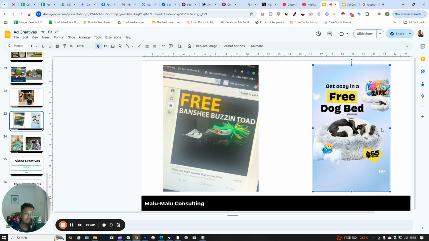If you've heard of BarkBox, they essentially do a monthly subscription to dog owners that sells treats and stuff like that. So when you buy a BarkBox, you also get a free dog bed. Does that make sense? So that's why I put these two there. It shows the effectiveness of using the word free to grab someone's attention and get them to click on the ad.